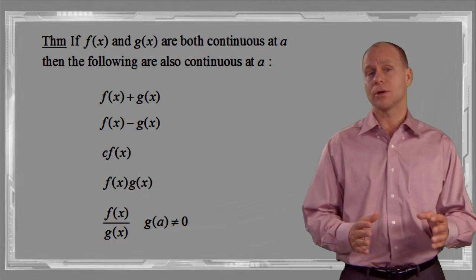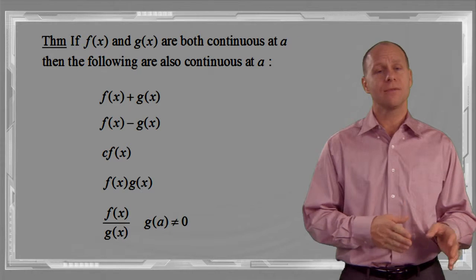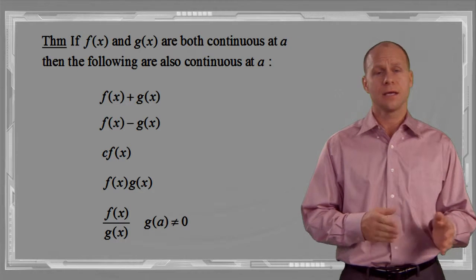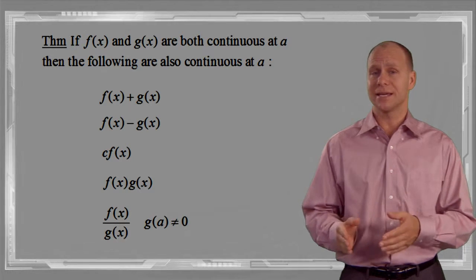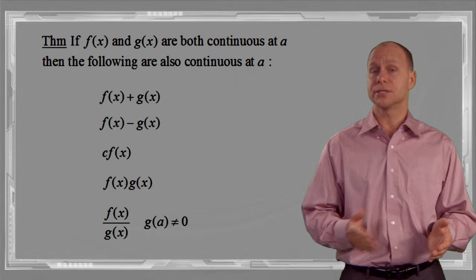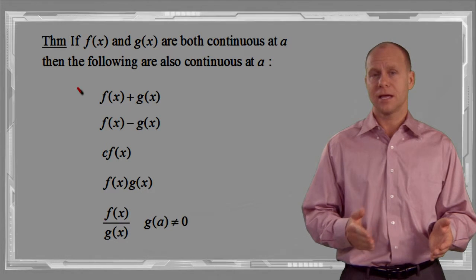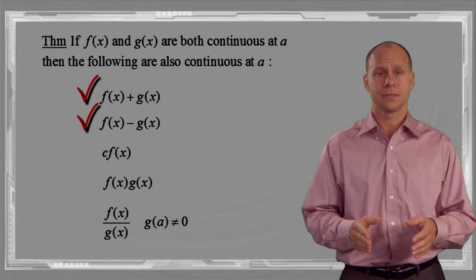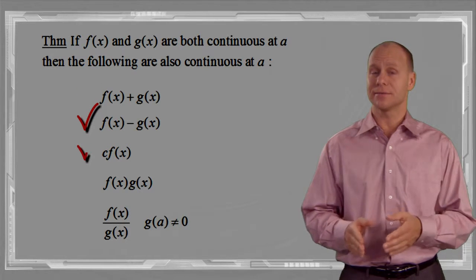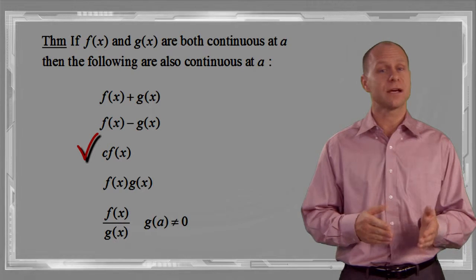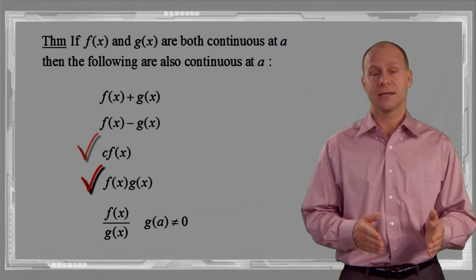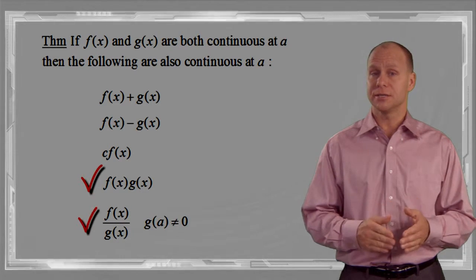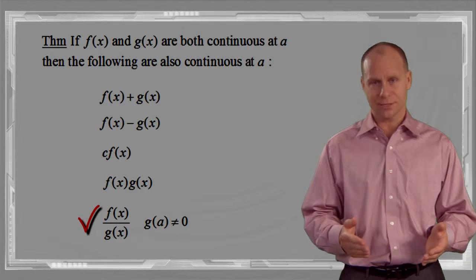Due to our limit laws from the previous chapter, we have the following theorem. If f and g are both continuous at a, then the following are also continuous at a: f plus g, f minus g, any constant c times f, f times g, and f divided by g when g of a is not equal to 0.